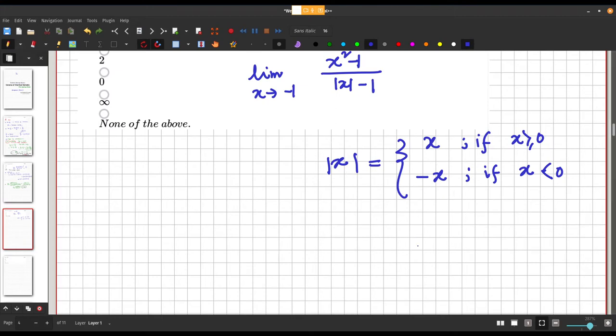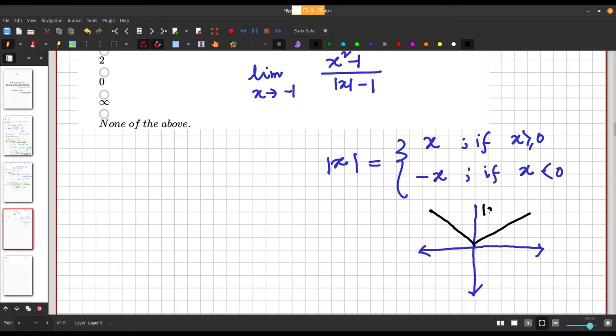So this will be clear if I draw the function. So this is mod x, this is x, and we have to find the limit around this region. So here mod x can be written as minus x. So let us rewrite the expression.